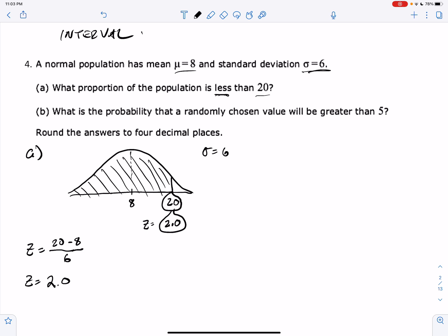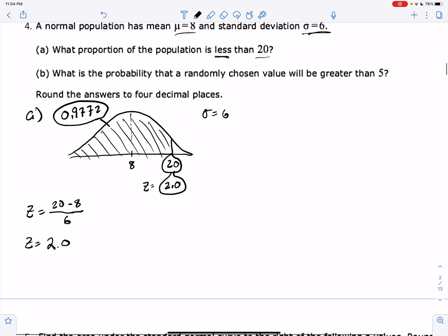So instead of me jumping back and forth, I did it on the first couple problems, and we've done it in class quite a few times, I'm going to just have you look that up on your own. Look up the z table, the positive side, which is 2.0. And when you look that up, you'll see that the area to the left is 0.9772. And that is going to give us our answer, which is the proportion of the population that's less than 20.